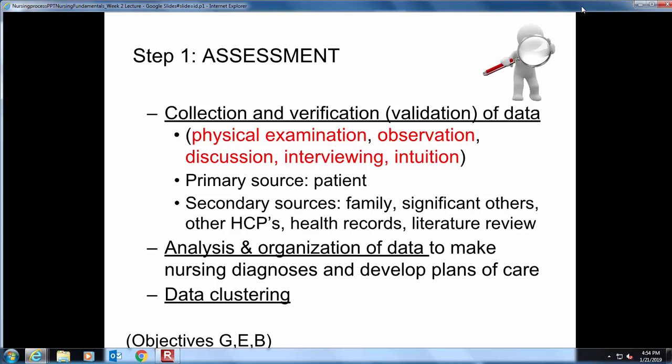Analysis is looking at the data you've collected and applying critical thinking. What does the data mean? Make sure you have all the data you need to make the plan of care. For example, if your patient has a fever, do you have the results of the CBC? The WBCs, or white blood cells, would indicate infection if elevated. You also want to sort out the normal from the abnormal data and look for patterns in the data. This is another way to apply critical thinking.